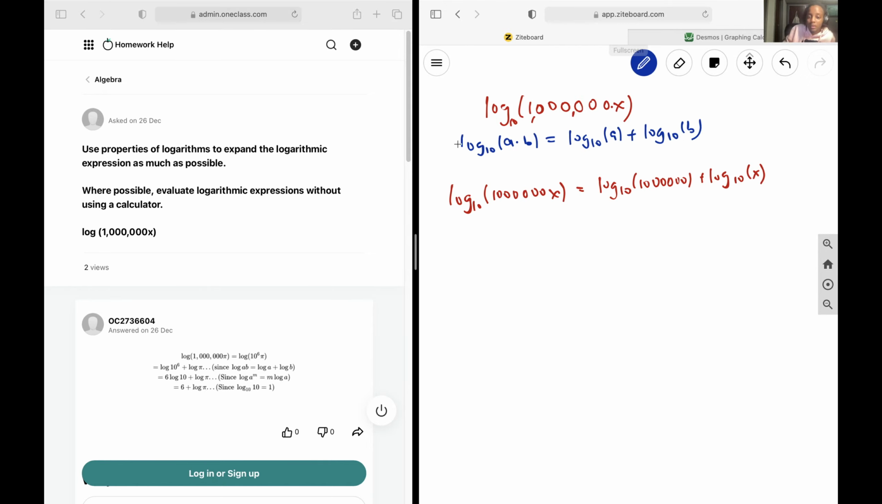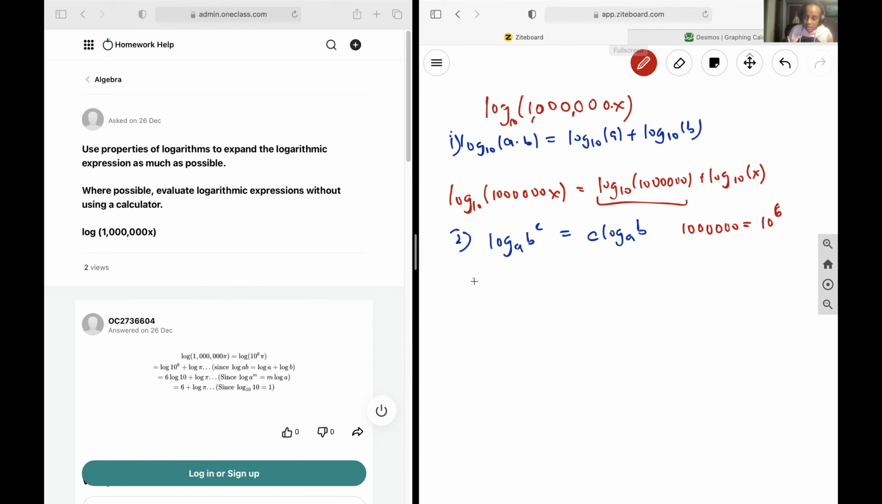Next up, we're going to be using the logarithmic property, the exponential one, which just states that log base a of b to the power of c is equal to c log base a b. And so we are going to be applying it to this, and we know that a million is equal to 10 to the power of 6.